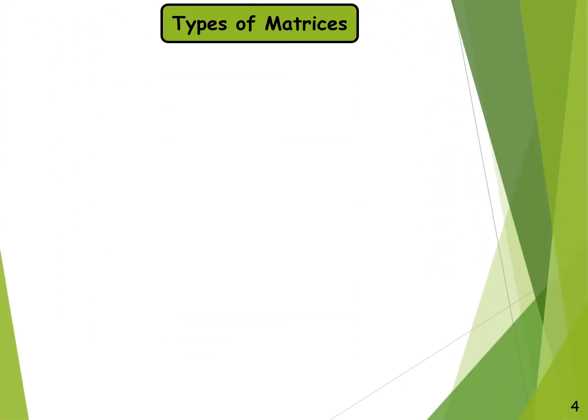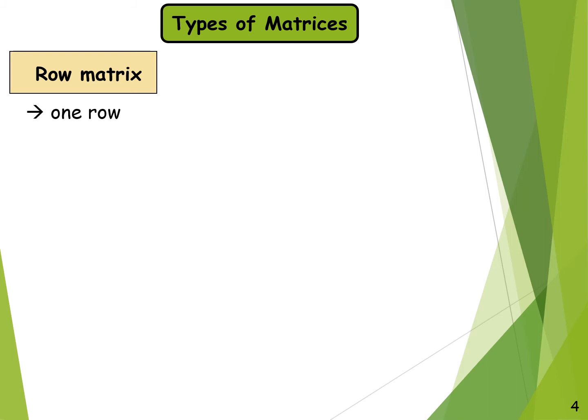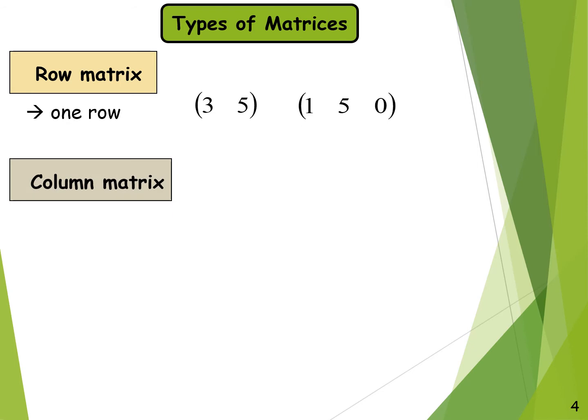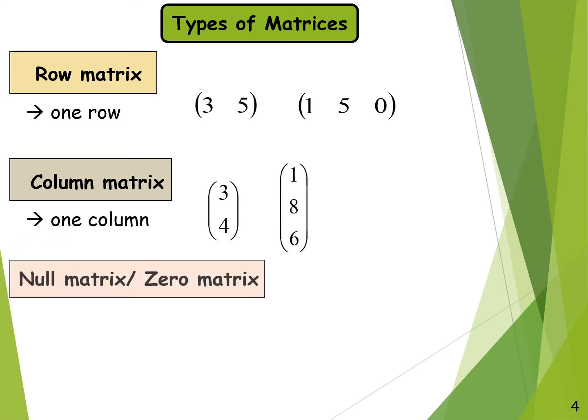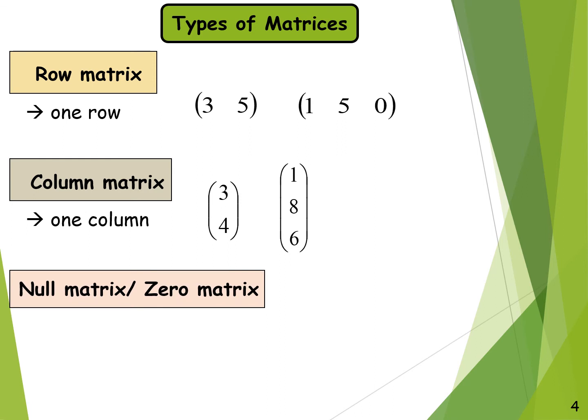Types of matrices. A matrix with only 1 row is called a row matrix. And a matrix with only 1 column is called a column matrix. A matrix with elements that are all zeros is called a null matrix or zero matrix. For example, the following are zero matrices of different sizes.